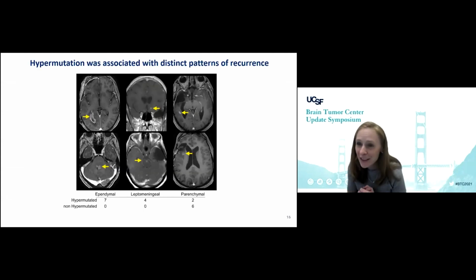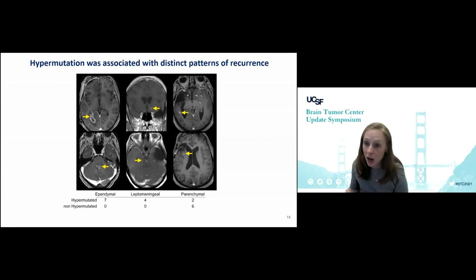And so we took an even closer look. In discontiguous disease, we defined it in 3 ways: ependymal dissemination, leptomeningeal dissemination, and parenchymal distinct sites of disease. And we found that patients with hypermutation had a significant increase in ependymal and leptomeningeal dissemination. So 7 patients with ependymal dissemination, 4 with leptomeningeal, and only 2 patients that had parenchymal distinct sites of disease.